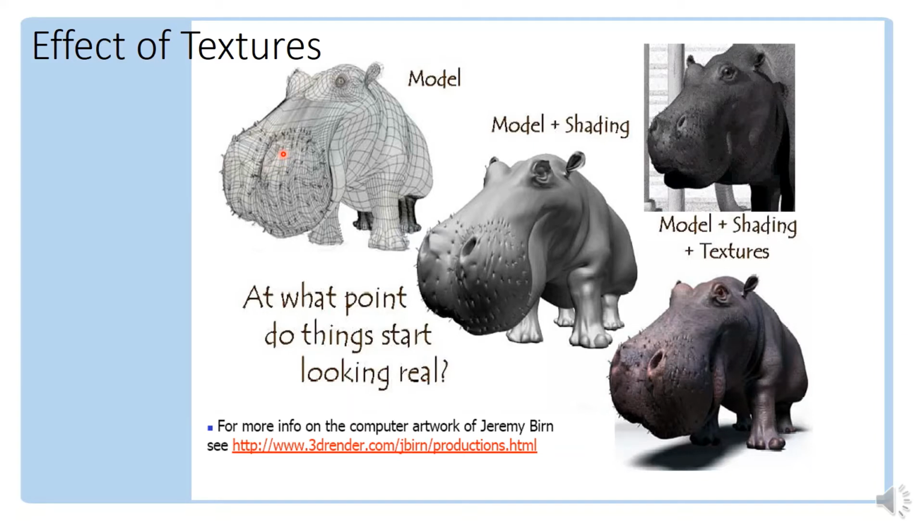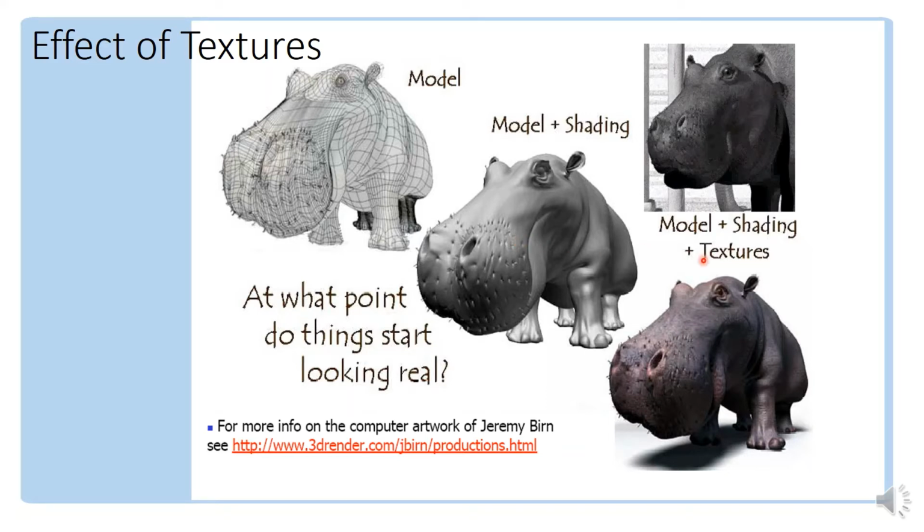Then we go to the second stage, the model and shading. What I would like you to look at here is at what point things start looking real. The first one is just a model, so it does not reflect the realness of the object yet. So let's go to the second stage when we apply shading to the model. This is how the model with shading looks. At this point, the model with the shading does not look real yet.